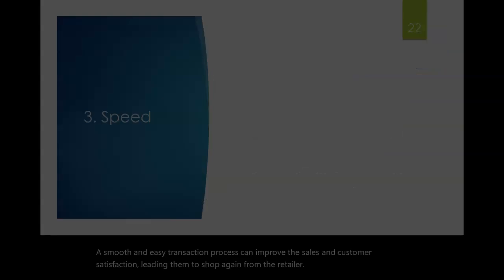So now comes the third principle. We have talked about appearance and usability. Next, we are going to talk about speed. Online shoppers love fast loading websites so much so that a 1 second delay can cost Amazon over $1 billion in sales each year.